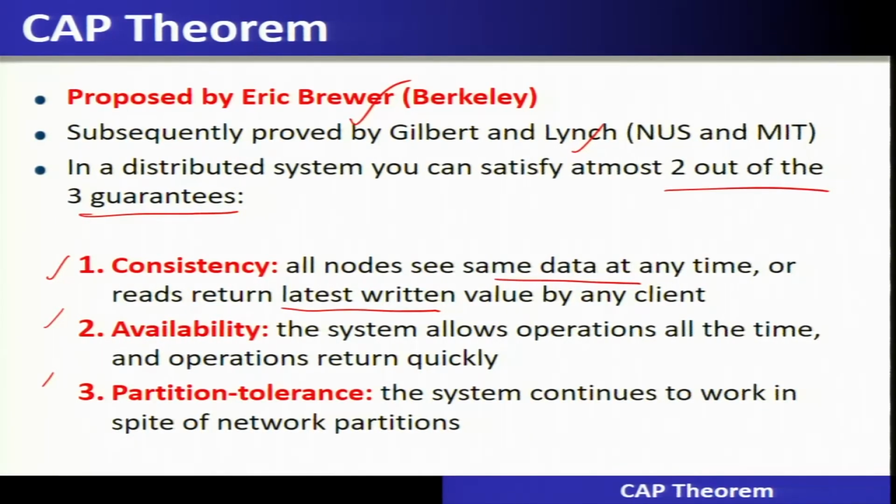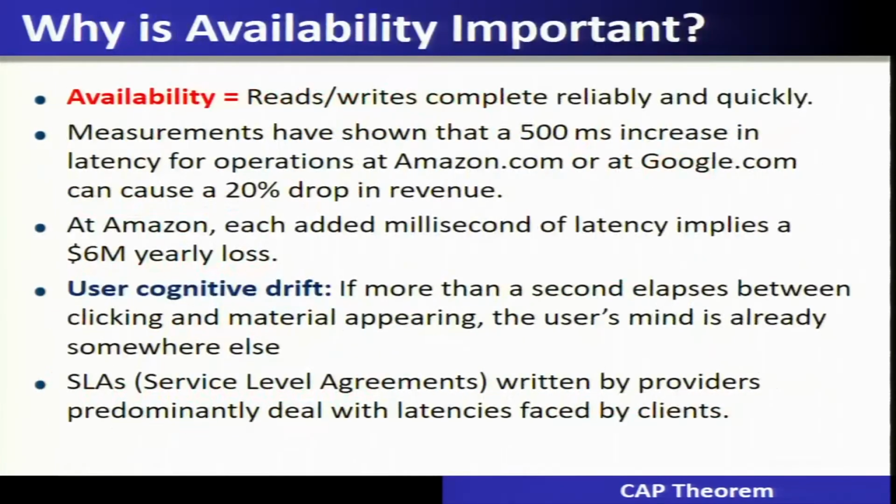Availability means the system allows the operation at all points of time and the operations return quickly, that is called availability. The third one is called partition tolerance, that is the system continues to work in spite of network partitions. So, these three are important factors, but the CAP theorem says that not all three can be guaranteed, only 2 out of the 3 are guaranteed in this distributed system situation.